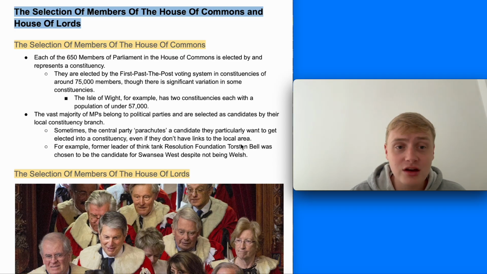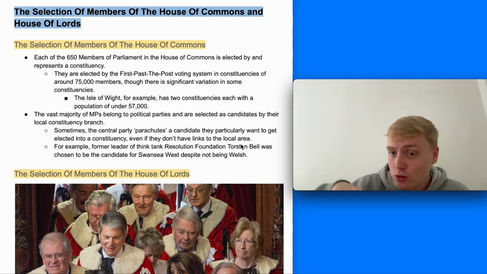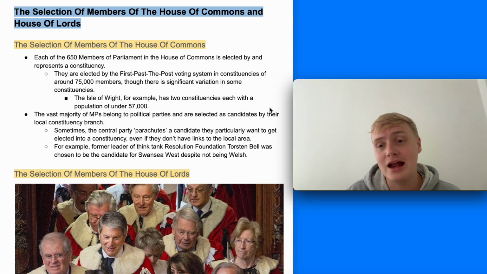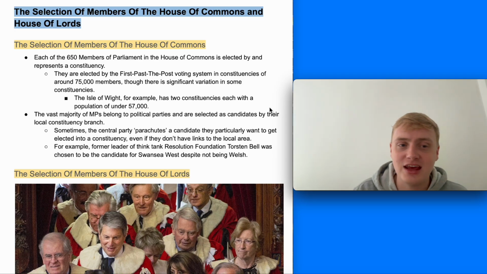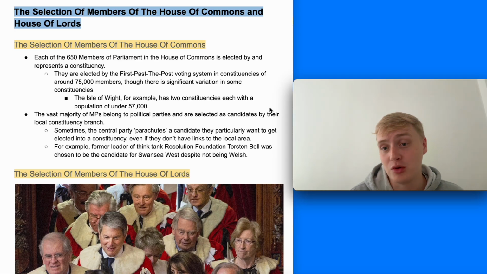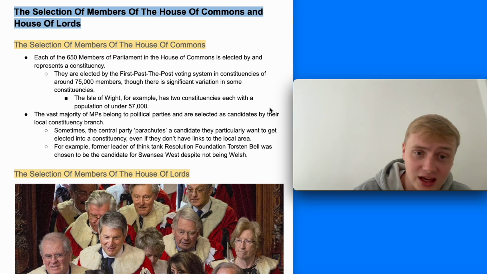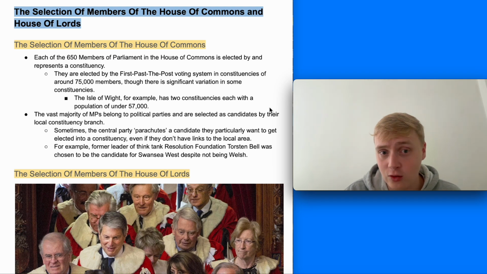The vast majority of MPs belong to political parties and are selected as candidates by their local constituency branch. This is sometimes where they have really strong local connections, and that's why they're selected. They might have been a councillor or a head of a council for a long time, but sometimes the central party can also parachute candidates in. If they want someone they think has really good political talent, they might just get stuck in a constituency, even though they don't have links to the local area, and they're then there to represent them.